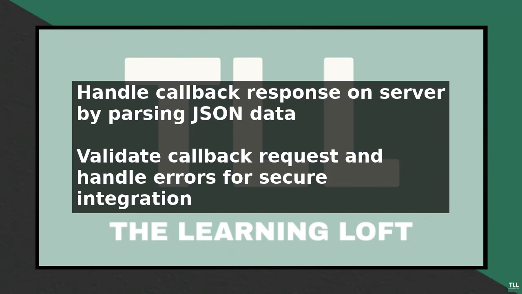In summary, to callback Bill.com API SDK, register for a developer account, set up API authentication, make API requests with a callback URL, and handle the callback response on your server. By following these steps and best practices, you can successfully integrate Bill.com functionality into your application and provide a seamless experience for your users.